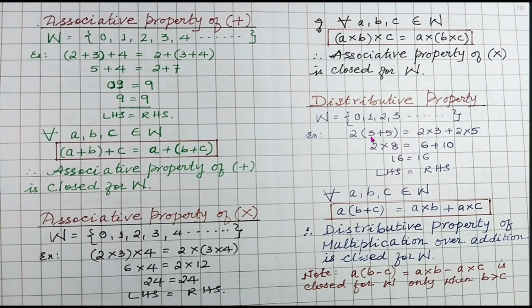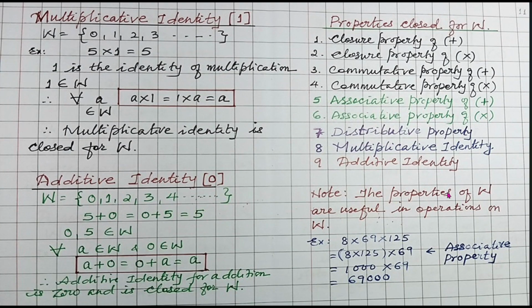Now let us explain this using a set of whole numbers. 2 is a whole number, 3 is a whole number, 5 is a whole number. When we add 5 to 3, we get 8, and multiply by 2, we get 16. Then 2 into 3 is 6, 2 into 5 is 10, add them, we get 16. That means distributive property is possible for a set of whole numbers, and please remember that.